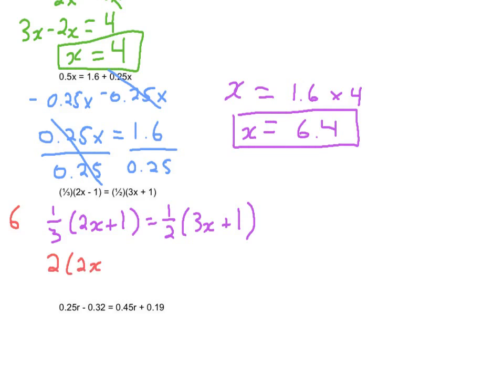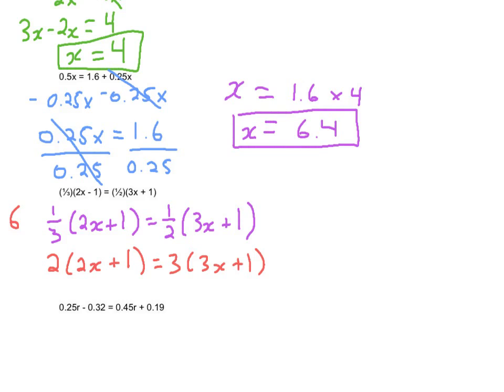Okay, so I'm going to rewrite this as 2 times (2x plus 1). And the other side, I'm also going to multiply by the 6. You've got to make sure you do it to both sides. 6 times a half is 3, times that (3x plus 1). Okay, and you see now I've eliminated those fractions. It'll just be easier to work with.